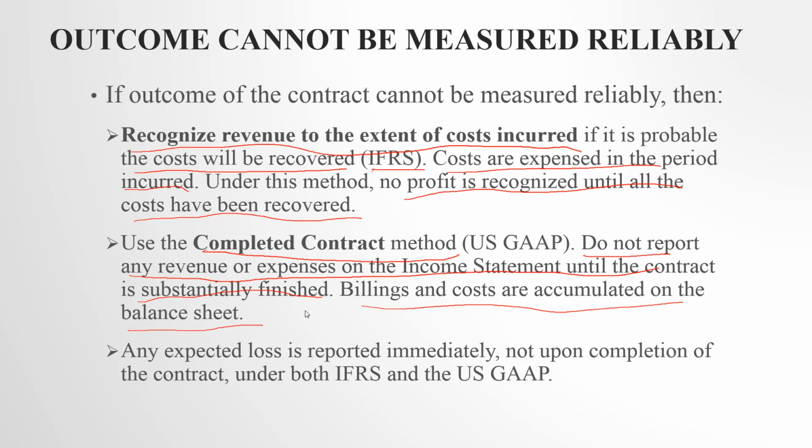Similar to the percentage of completion method, if we expect losses, then under both IFRS and the US GAAP, we recognize those losses immediately and we do not wait for the contract to be completed. Now let's look at some examples to see how these two methods work.